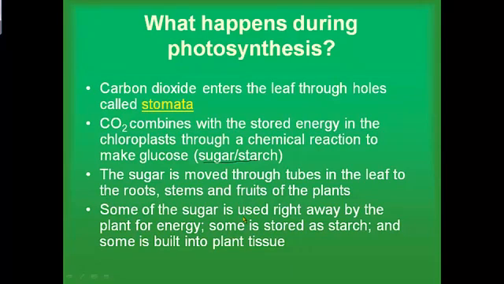Some of that sugar might be used right away by the plant for energy. If so, it's burned through a process called respiration and turned into energy. The rest of the sugars that the plant doesn't need right away, it stores for later in the form of starch. It's kind of like human beings storing fat. When we take in calories, we burn certain amounts right away, and then the rest we store as fat for later use. The plant stores this starch for later use throughout its plant tissues.